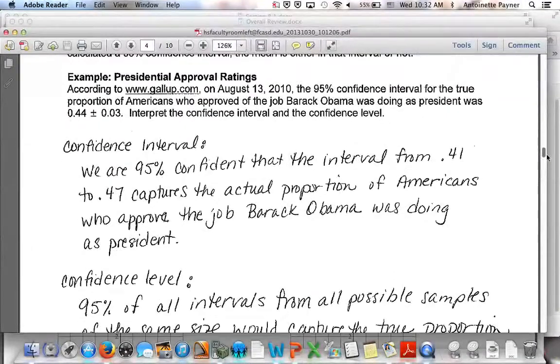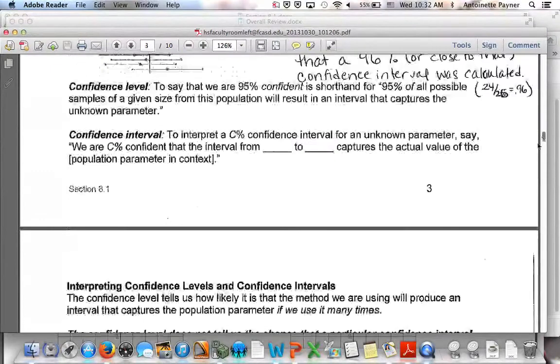All right, so if we look at this example here, we have, according to Gallup, on August 13, 2010, the 95% confidence interval for the true proportion of Americans who approved of the job Barack Obama was doing as president was 0.44 plus or minus 0.03. Interpret the confidence interval and the confidence level. So I'm just going to go back here to this page. I'm going to do the interval first. So I'm going to say we are 95% confident that the interval from blank to blank captures the actual value of the population parameter, and I'm going to write it in context.